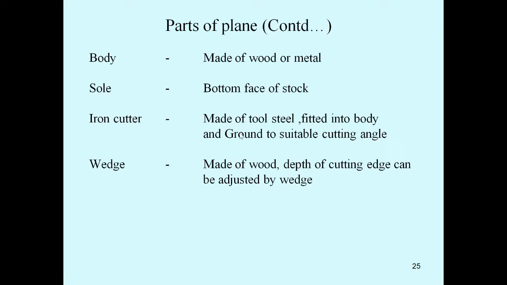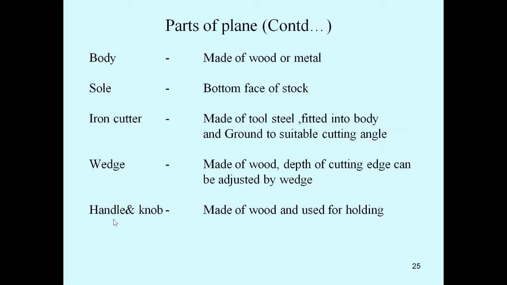So next one is wedge. It is made up of wood. A wedge is made up of wood. The depth of the cutting edge can be adjusted by the wedge. We can adjust the depth of cut with the help of this wedge for the iron cutter or blade.